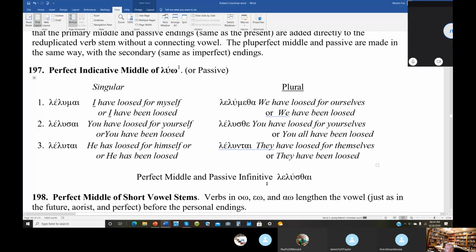All right. Okay. We have perfect middle passive infinitive, letters thigh. And of course, to loose, or to loose, to be loosed, or to loose yourself. Okay. To loose yourself, or to loose, or to be loosed would be passive. Okay. Are there questions?